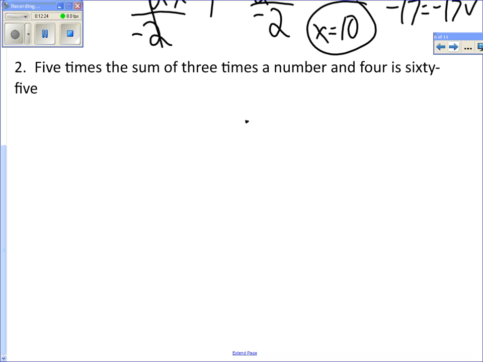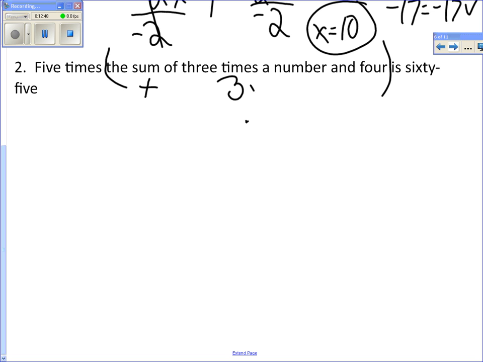5 times the sum of 3 times a number and 4 is 65. Ooh, this is very wordy. All right, so let's just break this up. I want to first just talk about the sum of 3 times a number and 4. I'm going to kind of forget about 5 times because I can just put that on the outside of my parentheses. So remember, sum indicates addition.